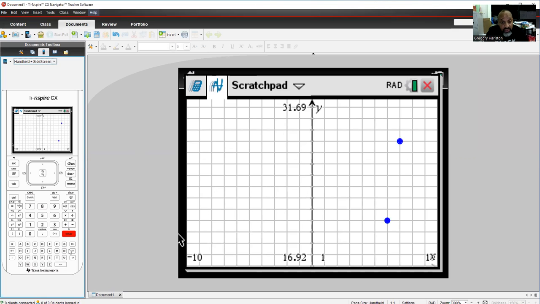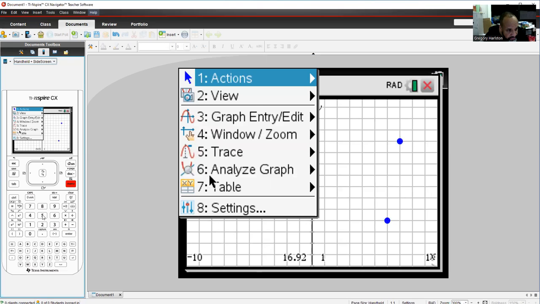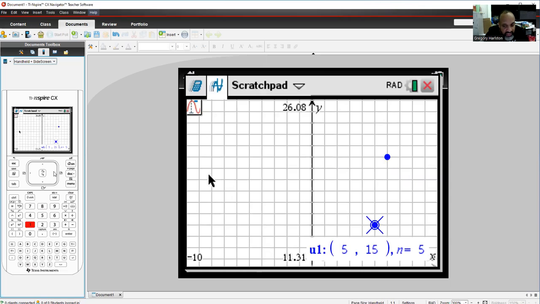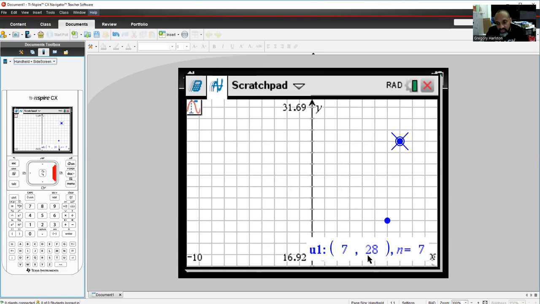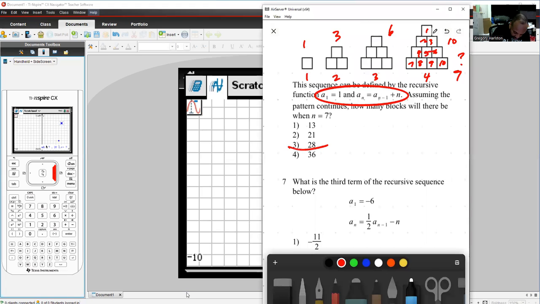We want the 7th term. So I am just going to do menu 51. And then I'm going to go to 7. The 7th term is 28. So if I go back and I look at this, I can see that the 7th term is going to have 28 blocks. Pretty straightforward. All right, so let's do the next one here.